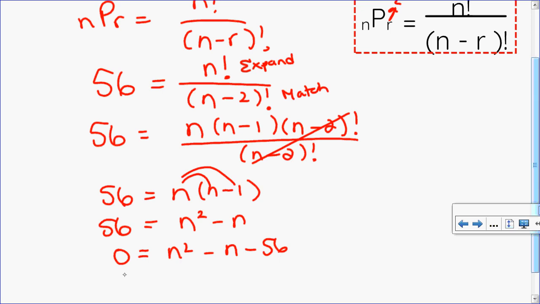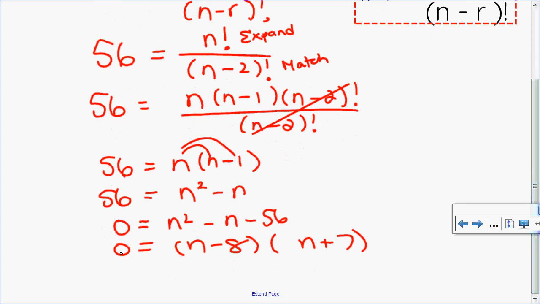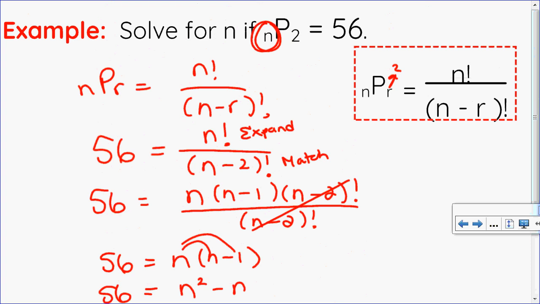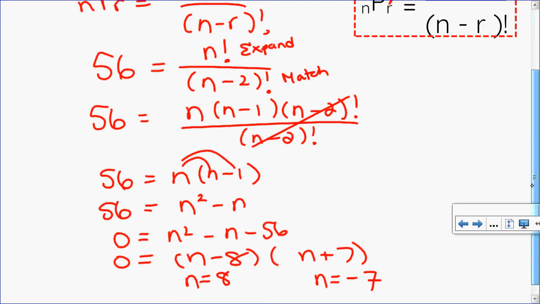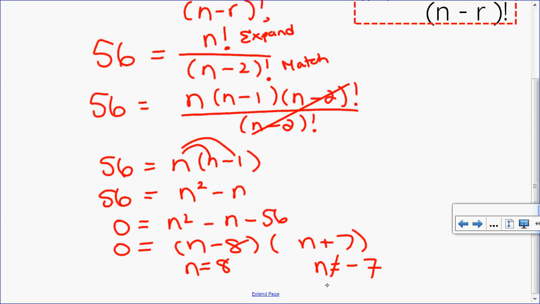I'm looking for two numbers that multiply to negative 56 and add to negative 1. That would be negative 8 and positive 7. So if n minus 8 equals 0, I would have a solution of n equal to 8. And if n plus 7 was equal to 0, I would have a solution of n equaling negative 7. But remember, you can't have a negative number of items. The n that we're solving for up here is the number of objects, so n can't be negative 7. You can't have negative 7 objects. I'm just going to write down the word extraneous to show it is a solution to the quadratic, but not the original equation. So I get a solution that n is 8.